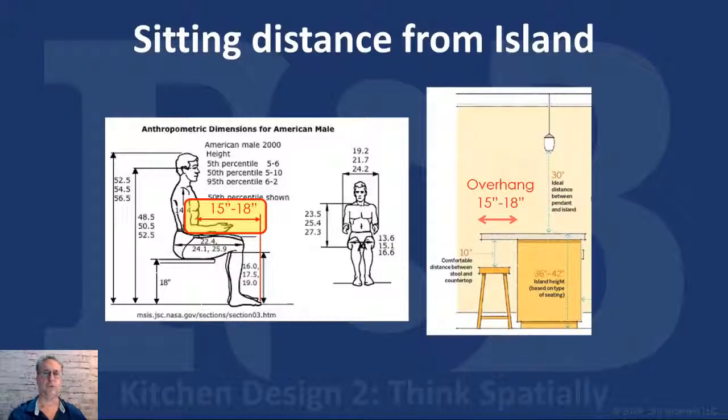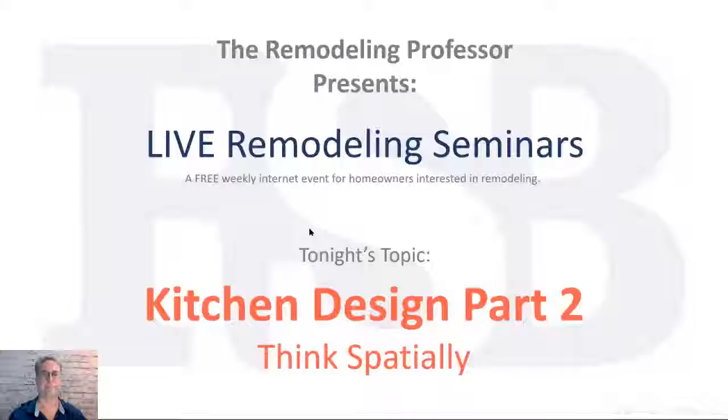It's one reason why so many people do not like eating at many bars, because bar tops often only hang over 12 inches or so, sometimes less. And it's not enough to get your feet in, to get your knees and legs in, and to sit comfortably close to the counter so that you're eating vertically. So please, if you do have seating at an island or peninsula, make sure the overhang is at least in this range of 15 to 18 inches so that you can eat comfortably.